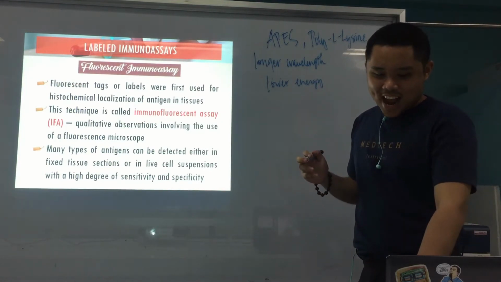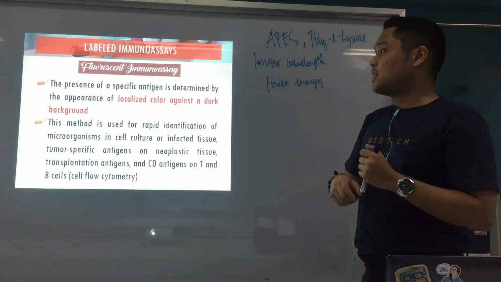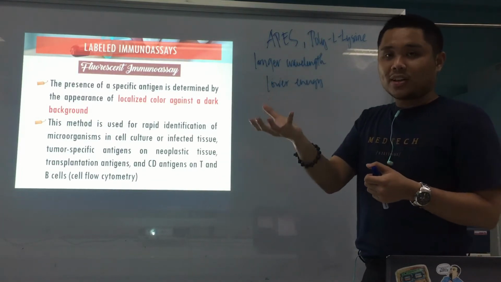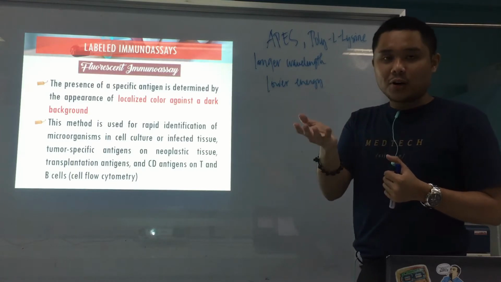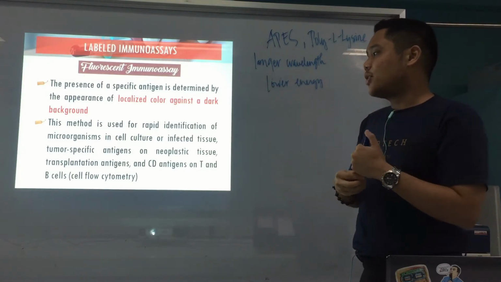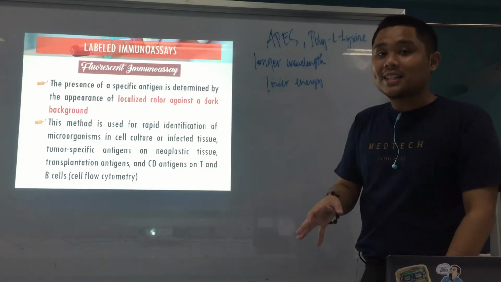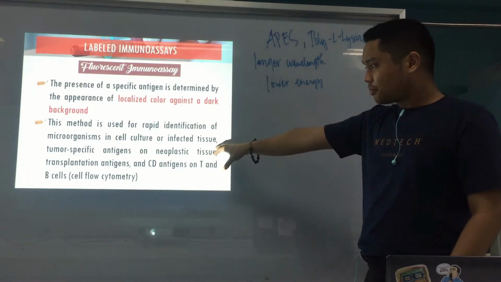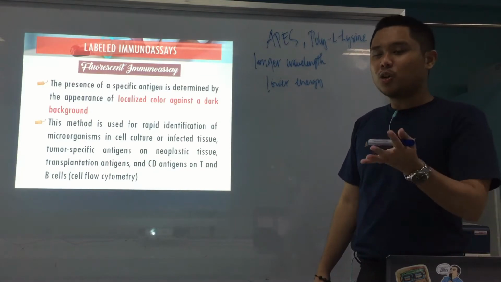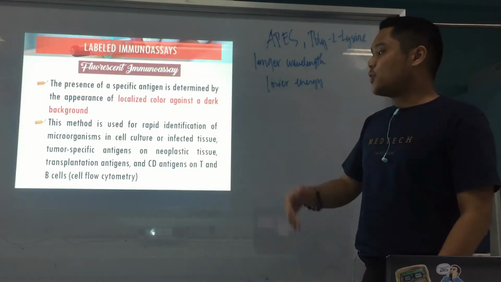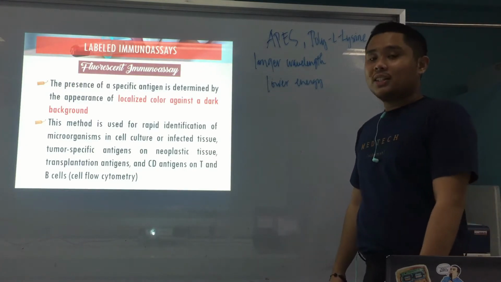Okay, alright. And again, the presence of a specific antigen is determined by localized color, the fluorescence, against a dark background. And what is this method used for? It is usually for identification of microorganisms, and as I've mentioned also, tumor-specific antigens on neoplastic tissue, transplantation antigens, and of course, your CD antigens on T and B cells.